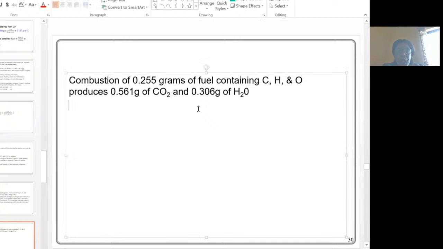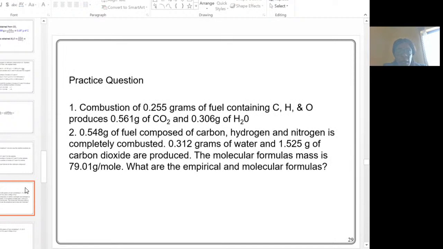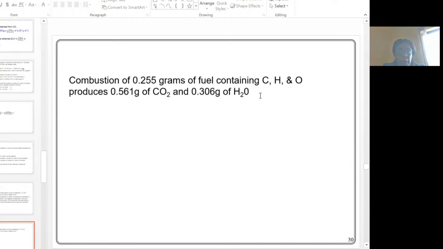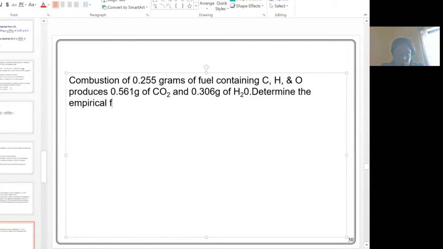Combustion of 0.255 grams of fuel containing carbon, hydrogen, and oxygen produces 0.561 grams of carbon dioxide and 0.306 grams of water. Determine the empirical formula. That would be the problem there. You need to determine the empirical formula.